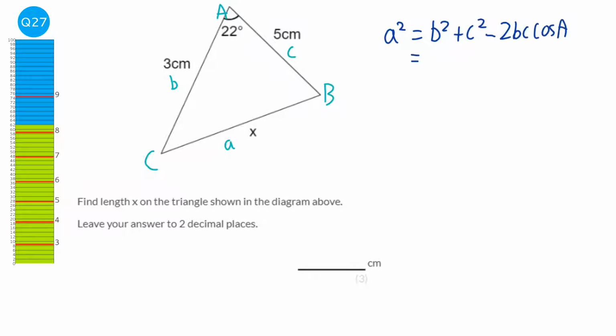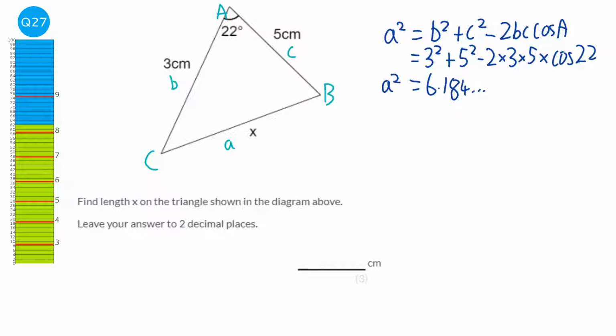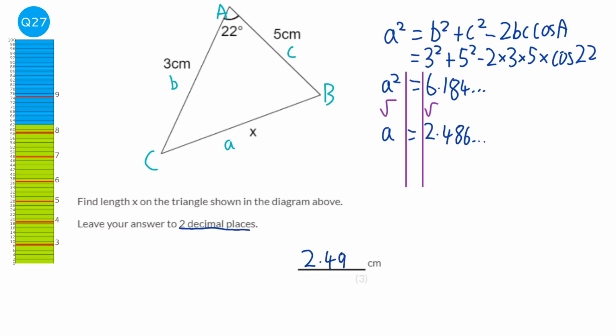And let's fill in the numbers we've got. So that's going to be 3 squared plus 5 squared minus 2 times 3 times 5 times the cosine of 22. And when you type that into the calculator, you get 6.184 and so on. But that's what a squared is, so what we need to do now is just quickly solve that by square rooting both sides. And so we get a equals 2.486 and so on. It says it wants 2 decimal places, so that's going to be 2.49.